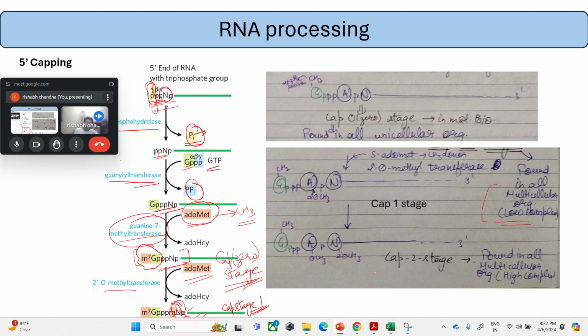Then in the other case where the complexity is much higher, the second base is also methylated at the 2' OH position, leaving it at the cap 2 stage. So this was the capping procedure, how a cap is installed on the 5' end of the RNA. Now here, as this particular linkage is peculiar and it is not a normal linkage that is present in the normal triphosphates, this 5' 5' triphosphate will not be used as an energy source. This will not be hydrolyzed.